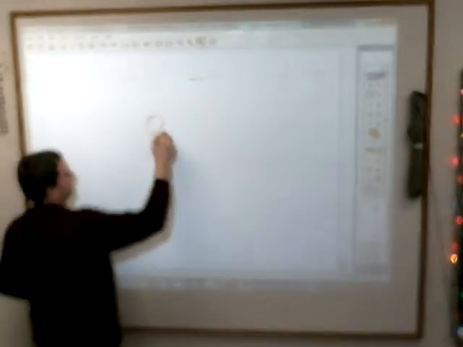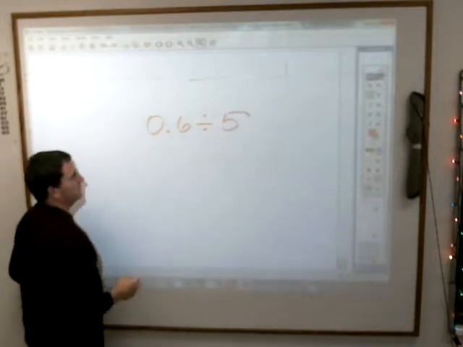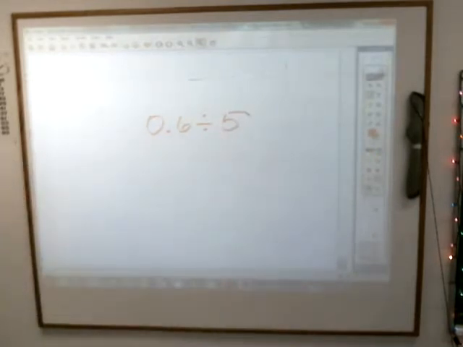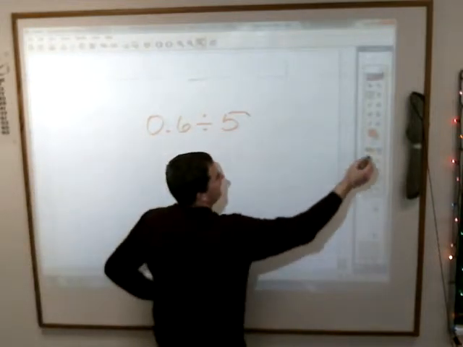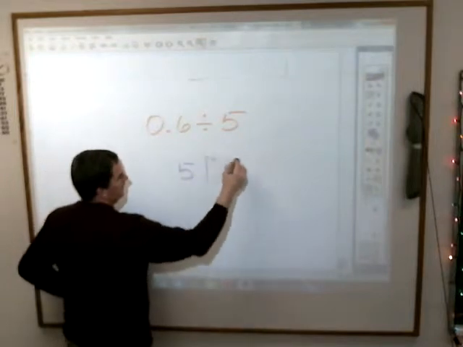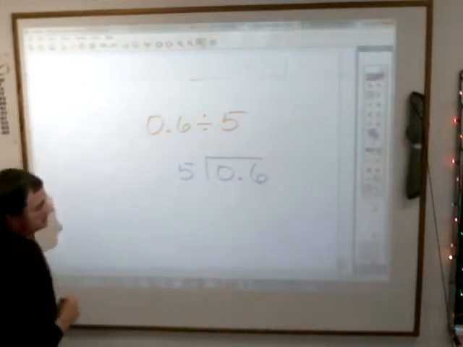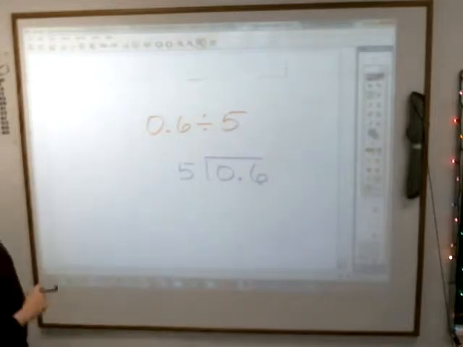So let's say you have this problem here. 0.6 divided by 5. Okay. Again, a lot of times I see people putting the things in the wrong place. How do you write this out? Well, the 5 and the 0.6 flip-flop places when you write it out, and it's 5 into 0.6. Where does the decimal go?